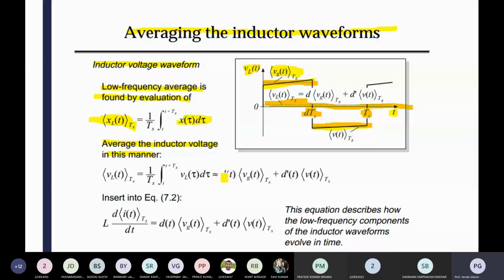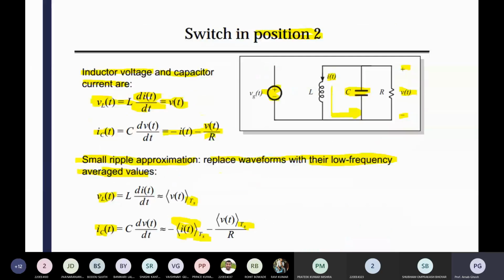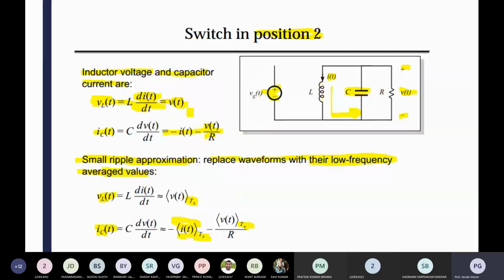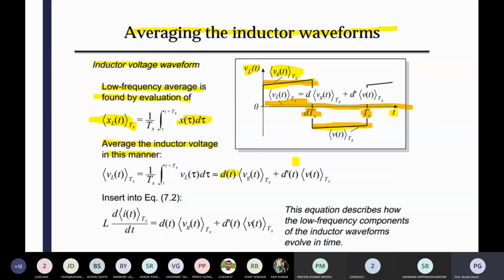d(t) is there, and then Vg you can replace that value of VL. So what is that VL? VL equals to v(t). See what is the value of VL: VL equals to Vg(t) into d(t), and v(t) into 1 minus d(t). If you replace all of them, finally you can say d(t) stands for on time duty ratio, and d dash (t) means duty ratio for your off time.